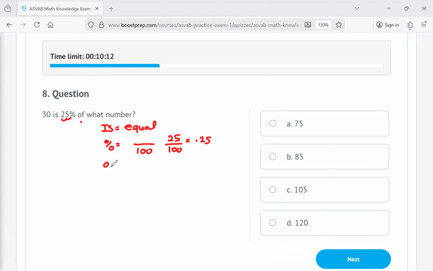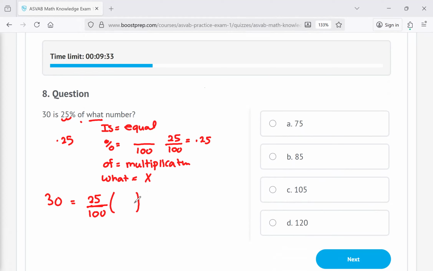The word "of" always means multiplication in percentage. The word "what" is your unknown, so you can call it X or whatever letter you like. So put that in mind, and then somehow we're going to come up with an equation. So it's going to be 30 is, which means equal, 25%. You can write it as two options. You can write it as 0.25 or you can write it as 25 over 100. I'm just going to write it as a fraction. Of means multiplication, so I'm just going to put a little parentheses. What is our unknown? Call it X.